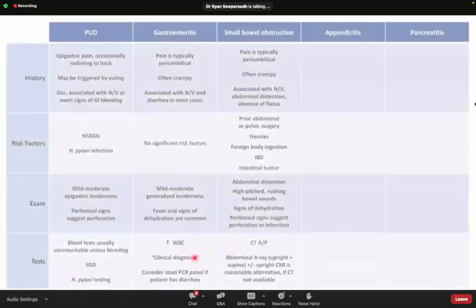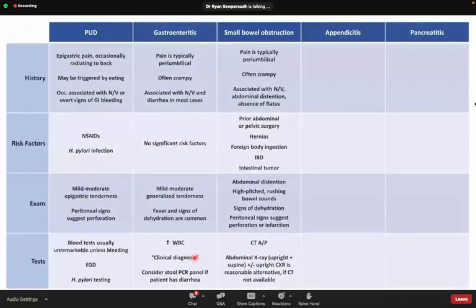Okay. What about SBO? What is SBO? Small bowel obstruction. So like gastroenteritis, the pain from a small bowel obstruction is typically periumbilical and cramping in nature. It's associated with nausea, vomiting, abdominal distension, and the absence of flatus. So the patient says they can't fart.